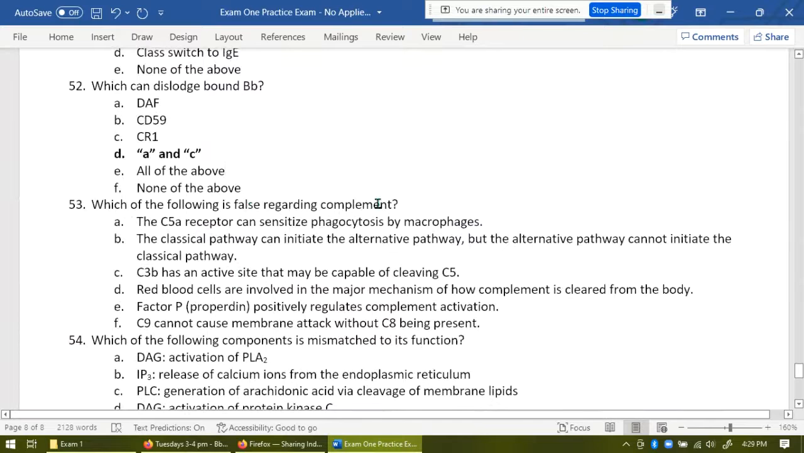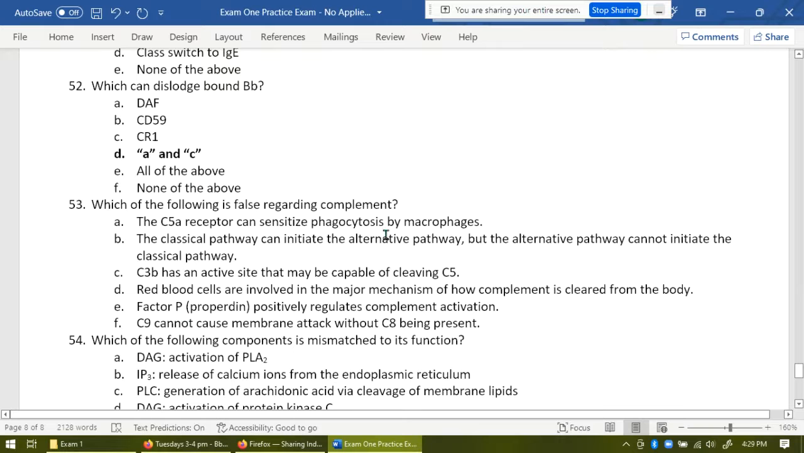Now, which of the following is false regarding complement? This is one of my hard ones, I think. The C5a receptor can sensitize phagocytosis by macrophages. That is true. C5a receptor is a G protein coupled receptor. It triggers the PIP2 pathway, and it makes macrophages better at phagocytizing things.